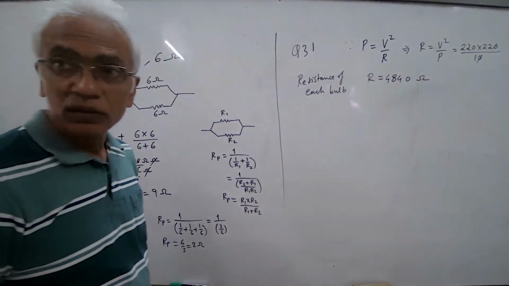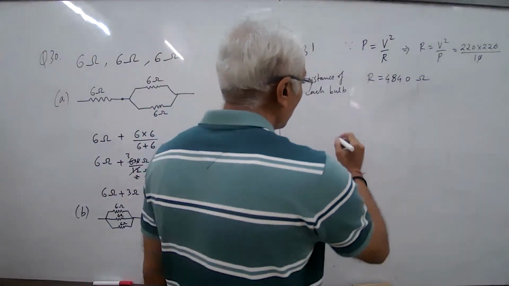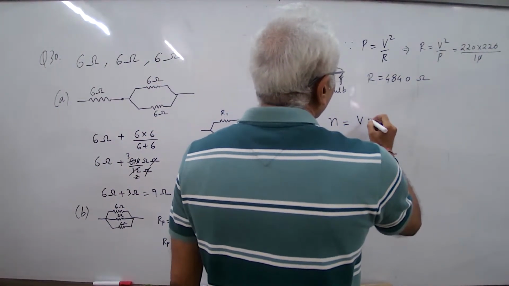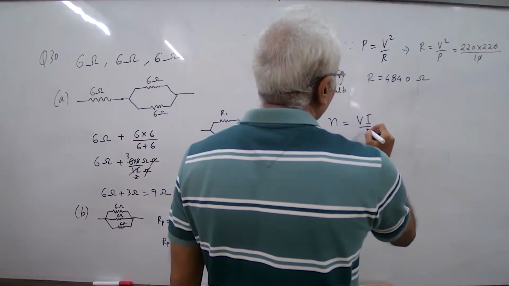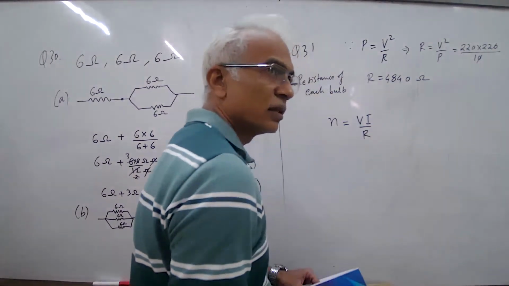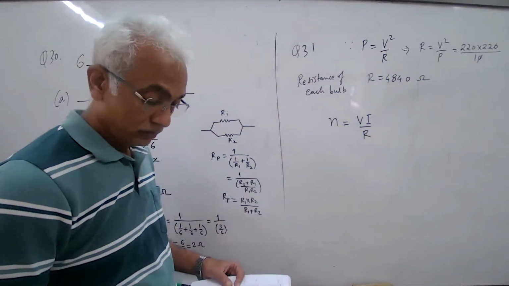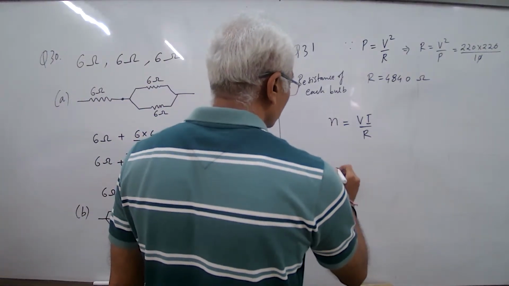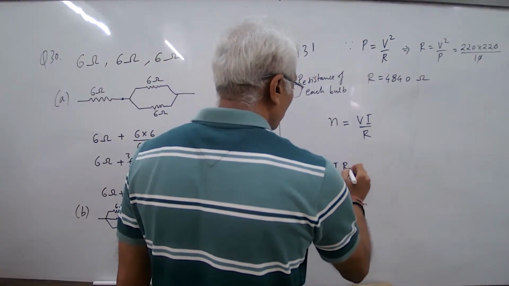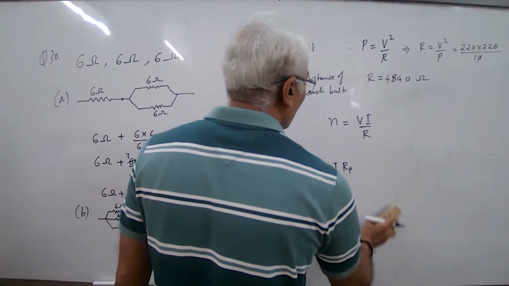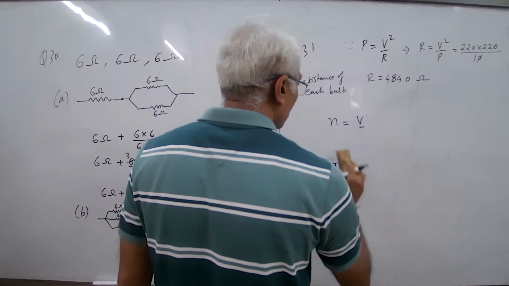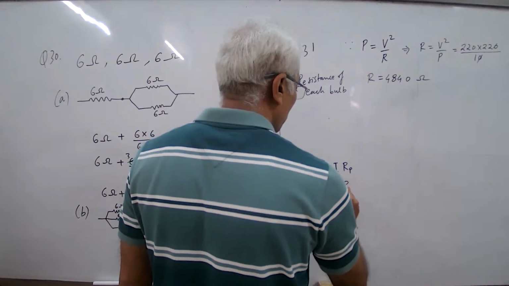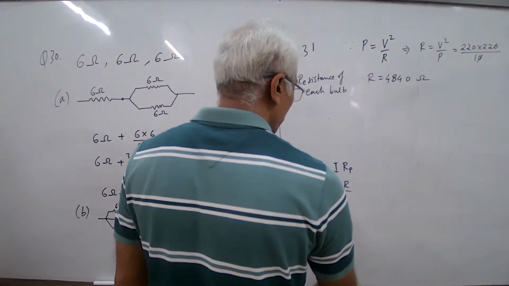Same thing. What was it? N is equal to now, what was it? EI by R. E is equal to I R t, R by N, I R by N.